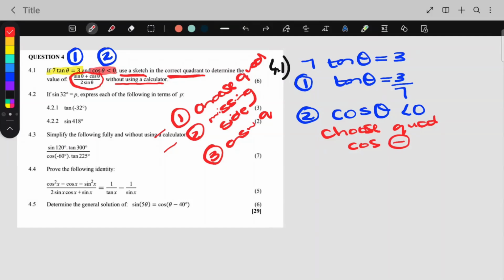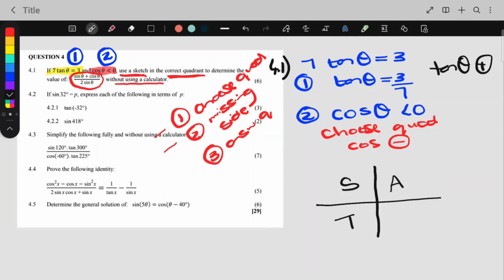Okay, let's choose the correct quadrant. So based on number 1, based on this, tan is positive. You see this fraction over here? That's a positive fraction. I'm going to look where tan is positive, and then I'm going to look for where cos is negative. Do you remember, all functions are positive, only sine is positive, only tan is positive, only cos is positive.